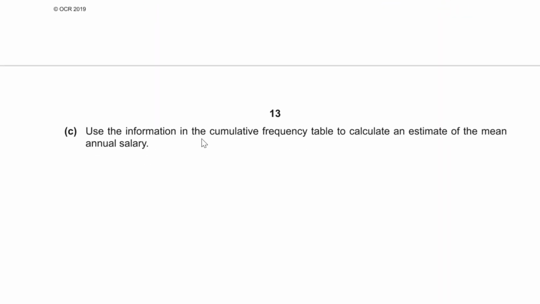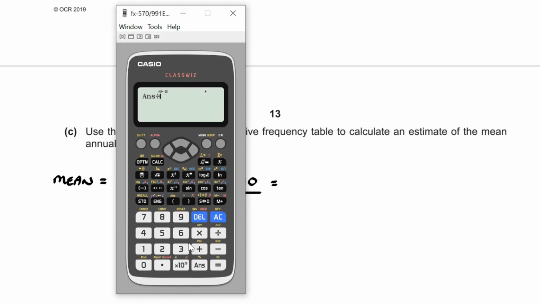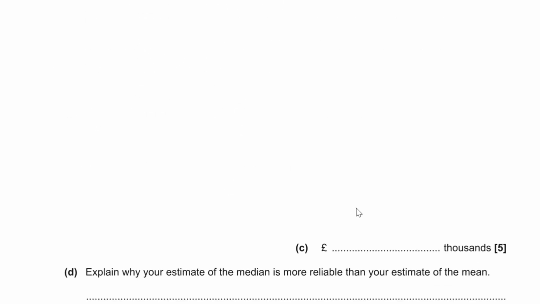Well, what we can now do is use the fact that the mean is equal to the sum of the frequency times the midpoints over the sum of the frequencies. So we've got 1710 divided by 60. So if I divide this by 60, we get 28.5. So here we end up with 28.5.